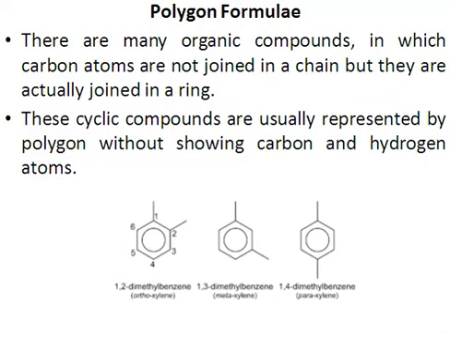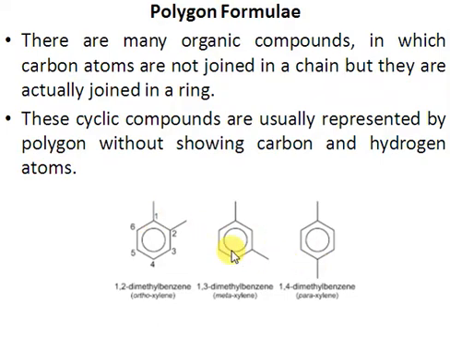So the next type of formula that is normally used is the polygon formula. Right, the polygon formula is only used for organic compounds that are actually joined in the form of a ring, right? The polygon formula cannot be written for organic compounds that are in the form of a chain. So polygon formula is only for organic compounds that are in the form of a ring or cycle, right? For example, you can see there we have a cyclic system. We have a benzene ring here, right? So these are substituents on the benzene ring, right?